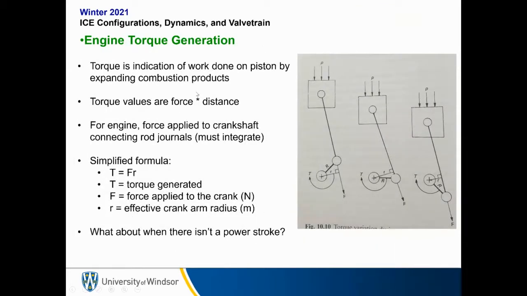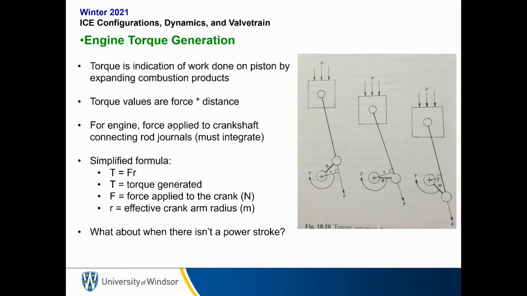Okay, so now that we've looked through the different common engine configurations, their typical firing orders, and how the cylinders are arranged on the crankshaft, how do we actually generate torque from the engine? Torque is an indication of work done on the piston by the expanding combustion process. The internal combustion engine creates useful work by combusting fuel, increasing the temperature and therefore the pressure. So we know torque is equal to force times distance.